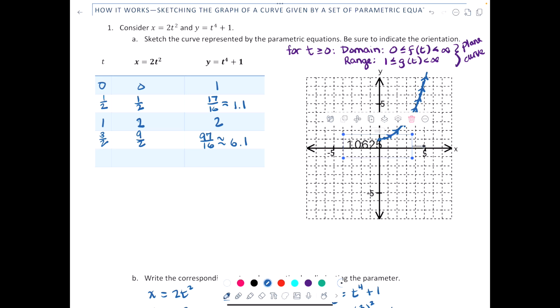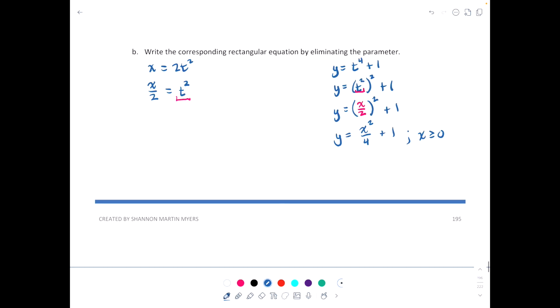I'm sorry, this is like a copy and paste error. I'm not sure what happened there. It happened when I was drawing the graph. Excellent. All right, here we go.